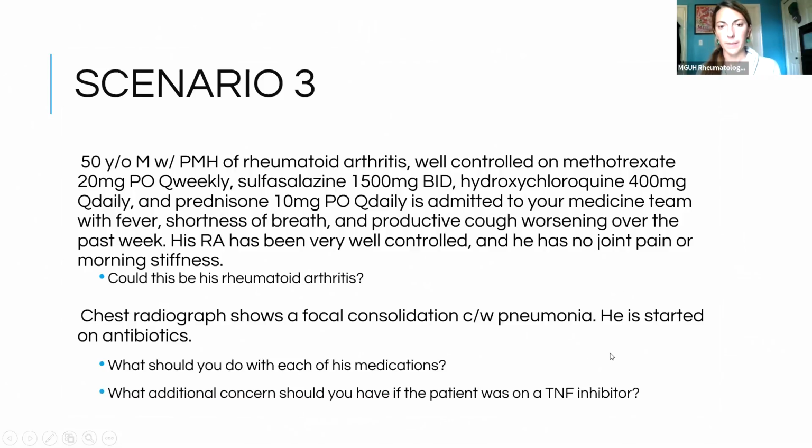And if they were on a TNF inhibitor and they're coming in with a new pneumonia, the other thing you have to remember with TNF inhibitors is tuberculosis. So you would want to get an updated Quantiferon or T-spot. Okay? Those are 2 situations I've definitely seen before, and I just want you guys to be aware of.